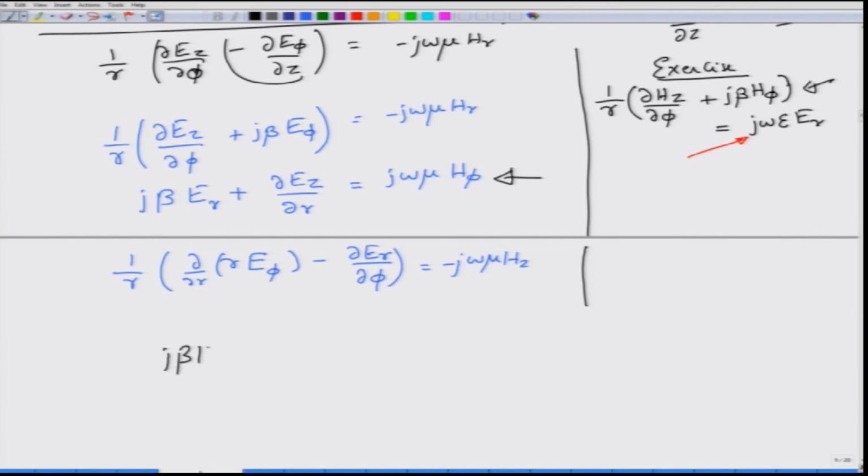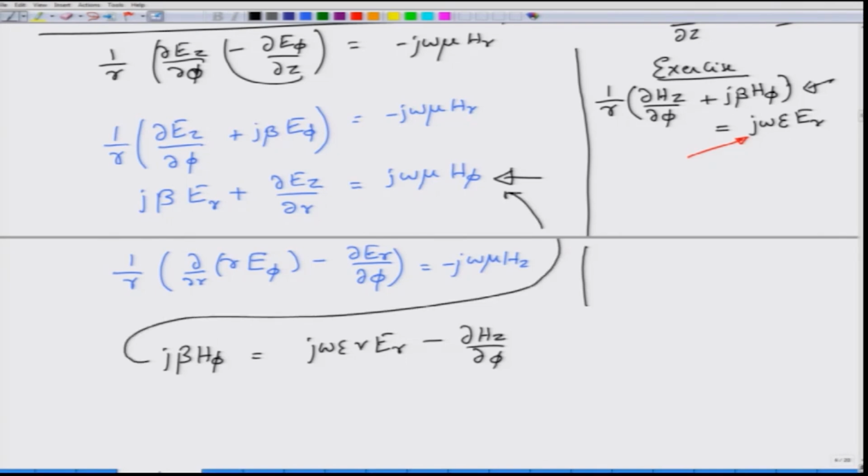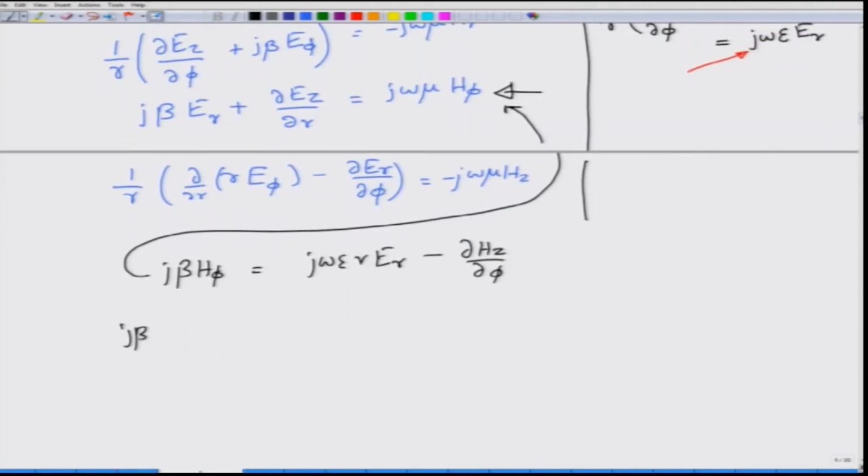So, I get j beta H phi is equal to j omega epsilon r E r minus del Hz by del phi. So, I can substitute for H phi in this expression. So, I get j beta E r plus del E z by del r is equal to j omega mu. For H phi I can substitute j omega epsilon r E r minus del Hz by del phi.